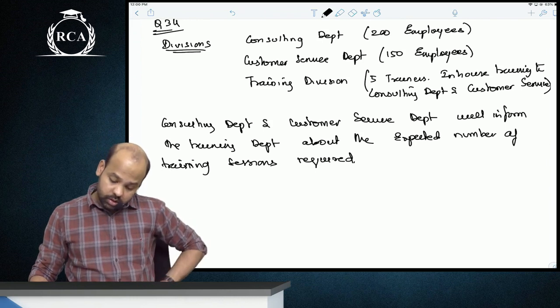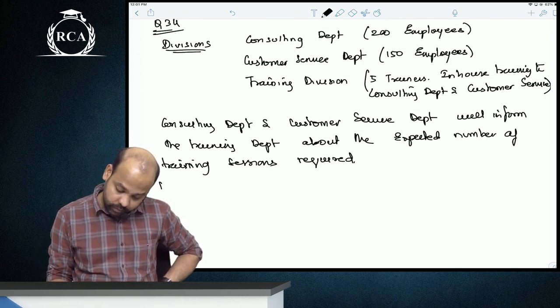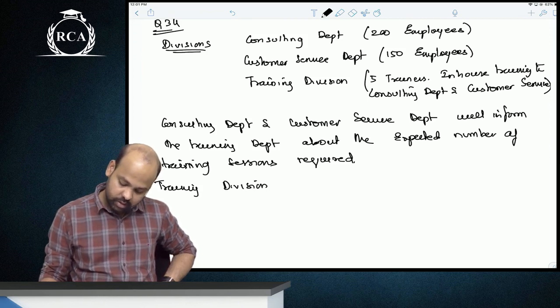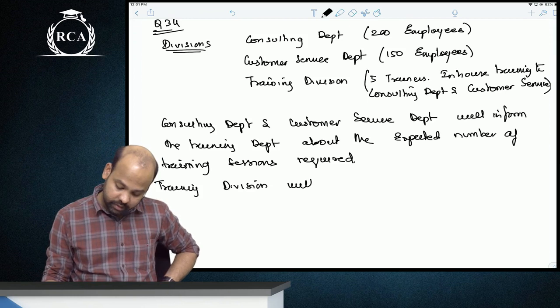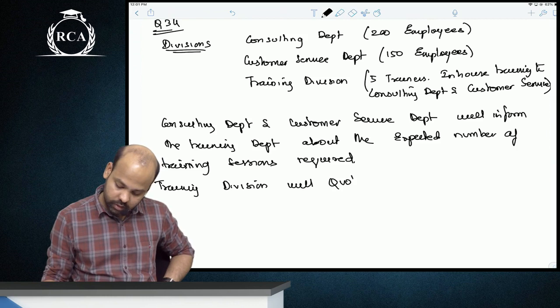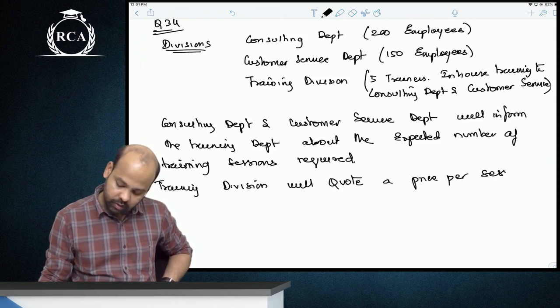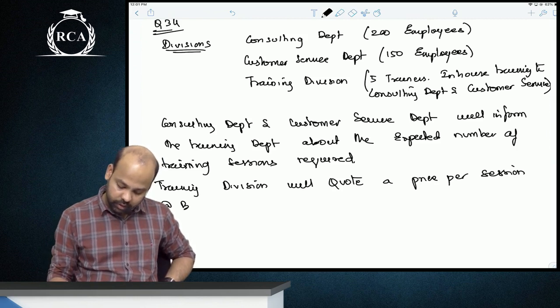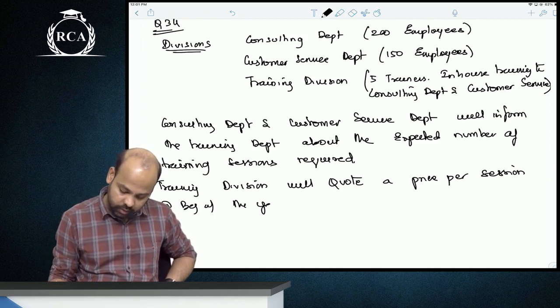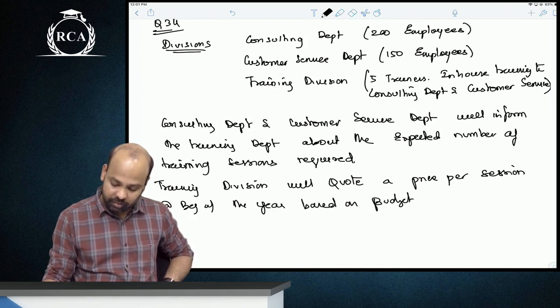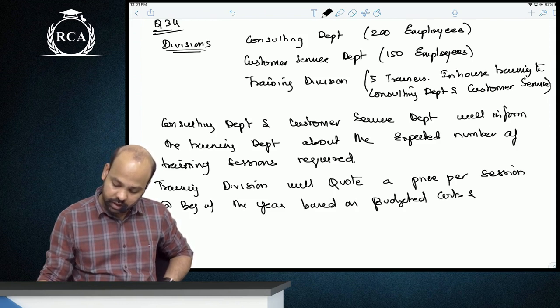Besides that, beta, the training division as such, guys, will quote a standard price per session at the beginning of the year, based on budgeted cost and budgeted sessions. I'm just trying to give you a summary of the question, guys.